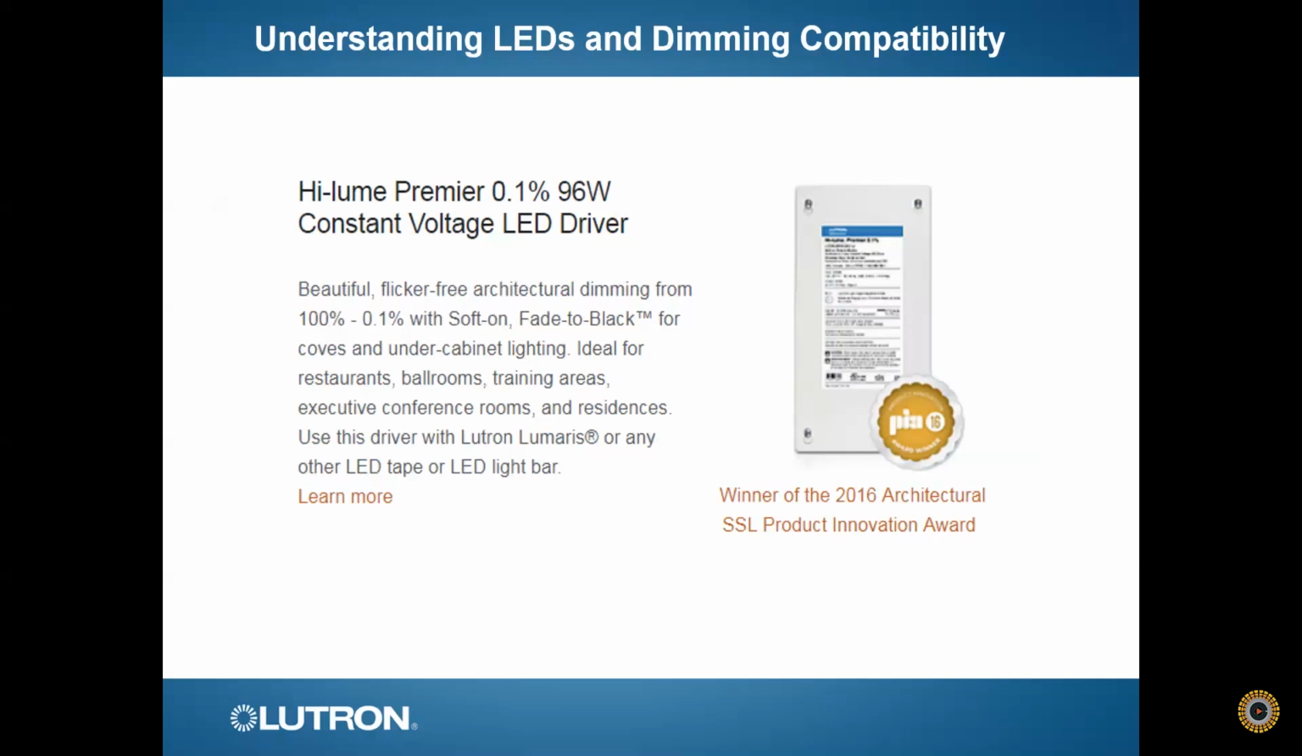This guy here, the High-Lume Premier, can handle up to 96 watts of LED. So typical tape light, you're talking about maybe 3 to 5 watts per linear foot. So in a case like that, you could cover a pretty sizable kitchen with one driver. There are other ones. This guy will dim down to 1% with most tape light. There is another driver that will only dim down to 5%. It's a lot less expensive, but it can only handle up to 40 watts.